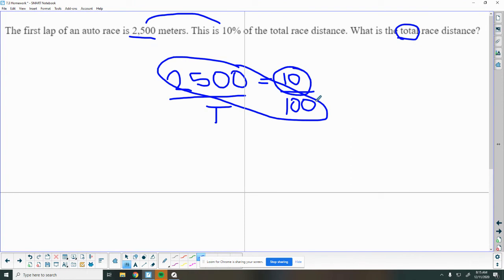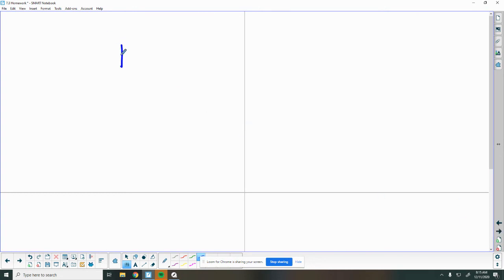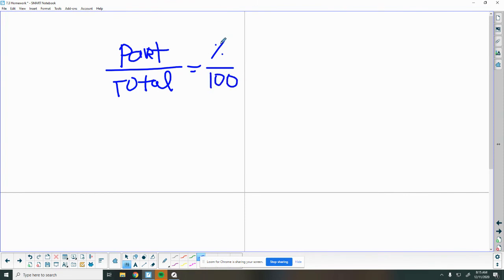Okay, so as you are working on the rest of them, just be sure to think that the part goes on the top, the total goes on the bottom. We're always going to connect the part to the percentage, and the total will always be connected to 100 because percent is always over 100.